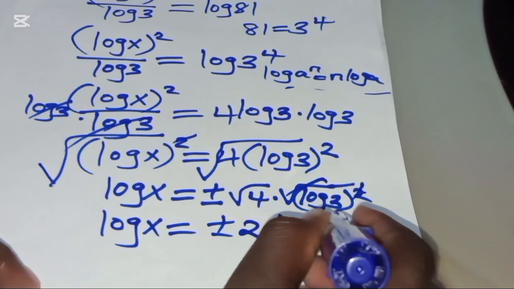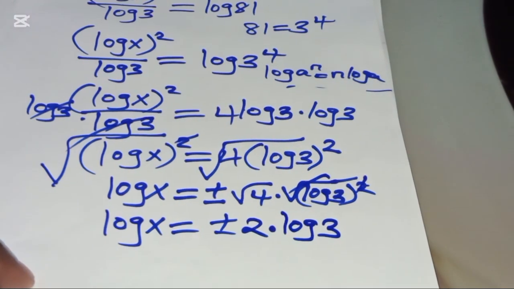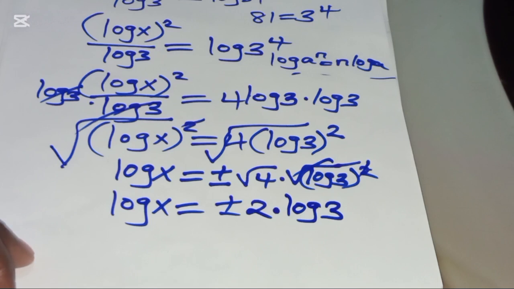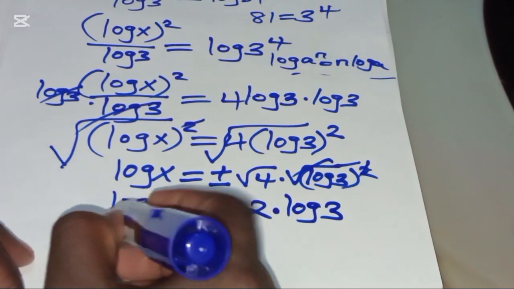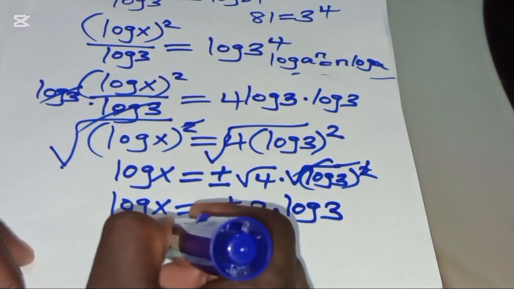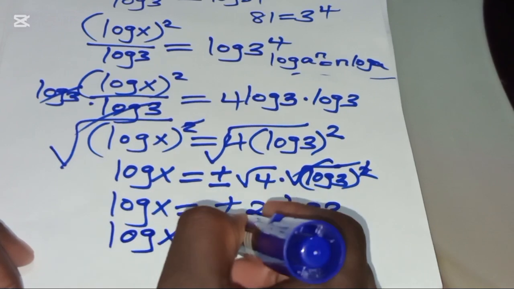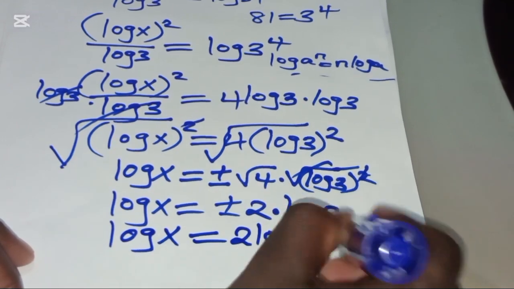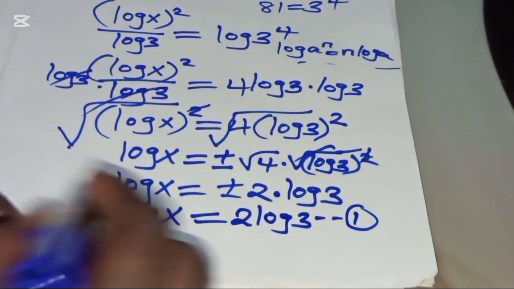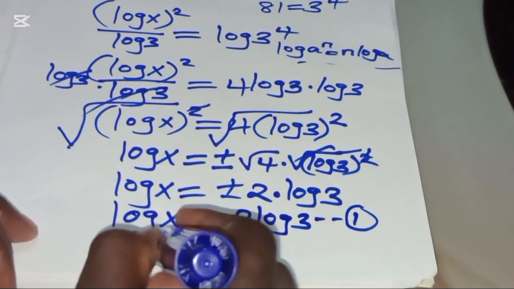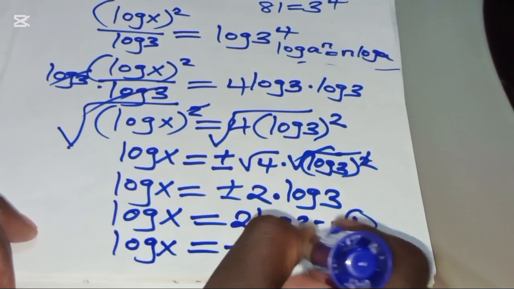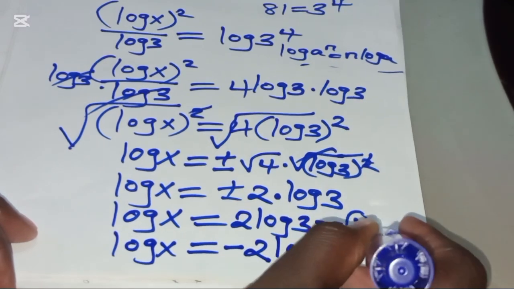That means we have two possible values of log x. The first is log x equal to 2 log 3; we call this equation 1. And we have log x equal to negative 2 log 3; we call this equation 2.